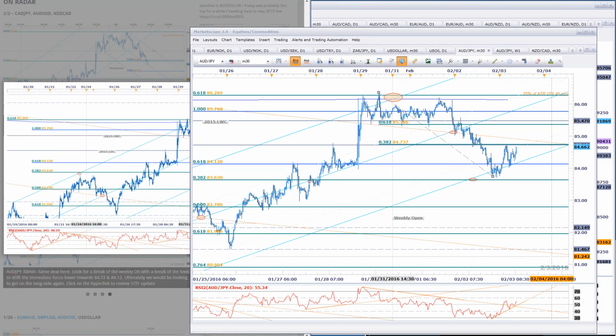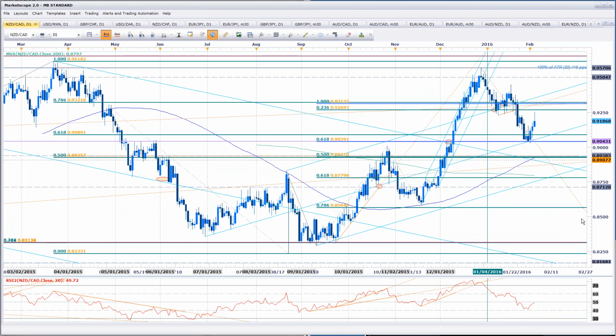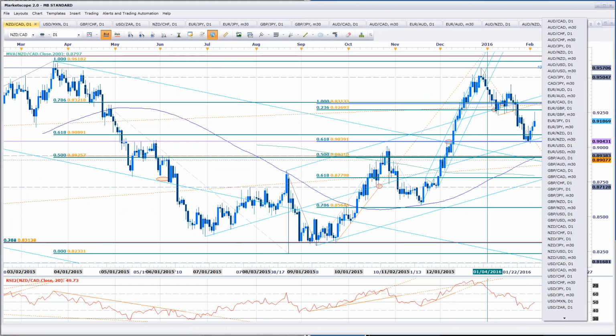So that is Aussie Yen. And that's all the pairs that I had in my list for today. Want to just take a quick gander over at the gold trade. We talked about that. Crude oil, a quick note there. I think we talked about that earlier today too.